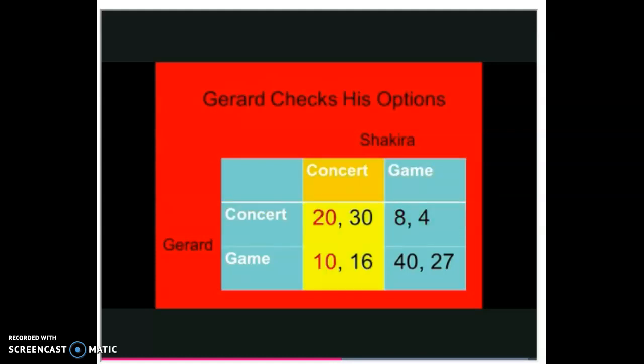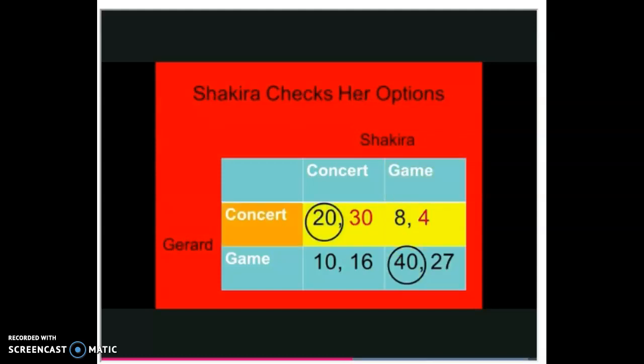Let's check the options for Gerard. If Shakira goes to the concert, Gerard is better off at the concert, so we circle the best outcome in that case of 20. If Shakira goes to the game, Gerard is better off at the game, so we circle the best outcome of 40. Checking Shakira's options, if Gerard goes to the concert, Shakira is better off at the concert, so we circle her best outcome in that case of 30. And if Gerard goes to the game, Shakira is better off at the game, so we circle her best outcome of 27.